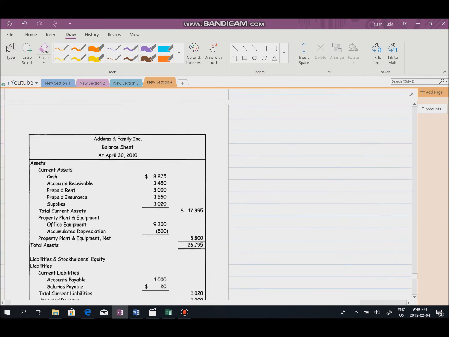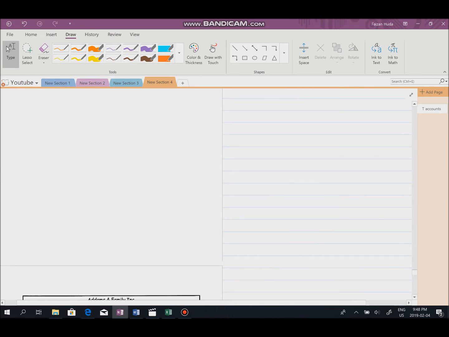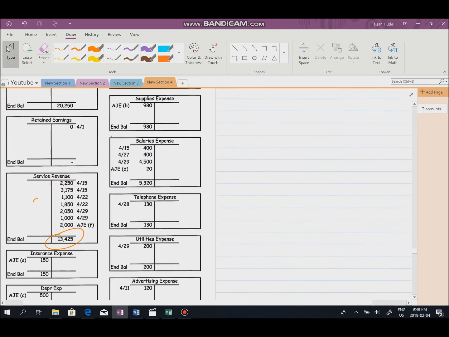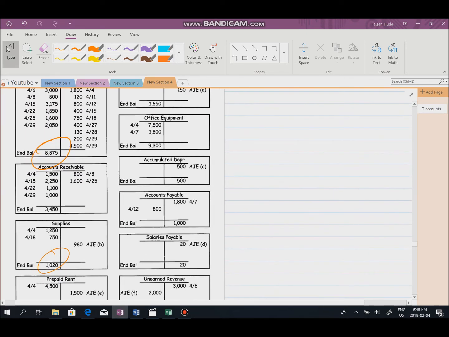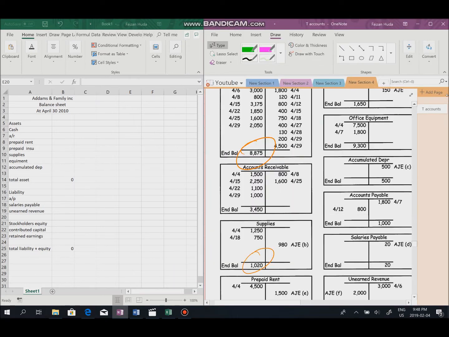Now we're gonna make the balance sheet together since that's kind of complex. Some people get mixed up. So I'm just gonna get my T accounts open so I can reference back and forth while making the balance sheet. Over here, I've already made a simple balance sheet template.